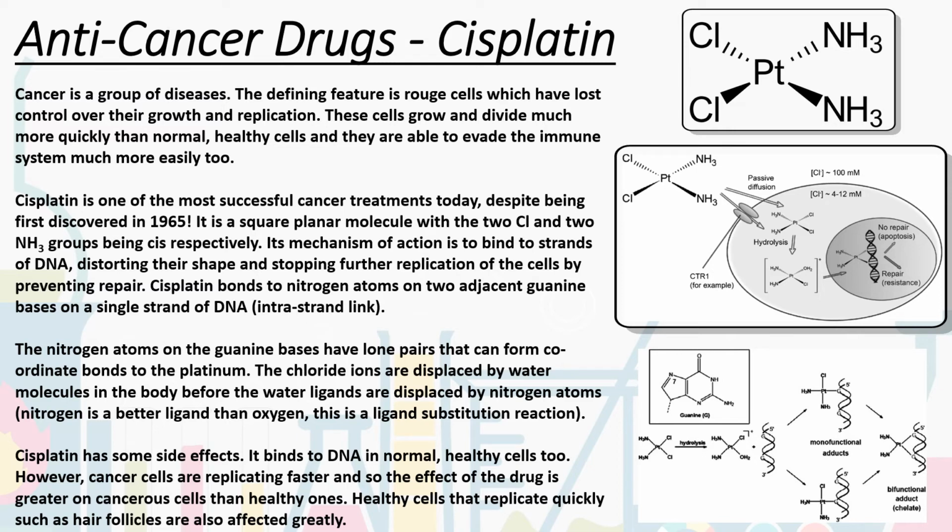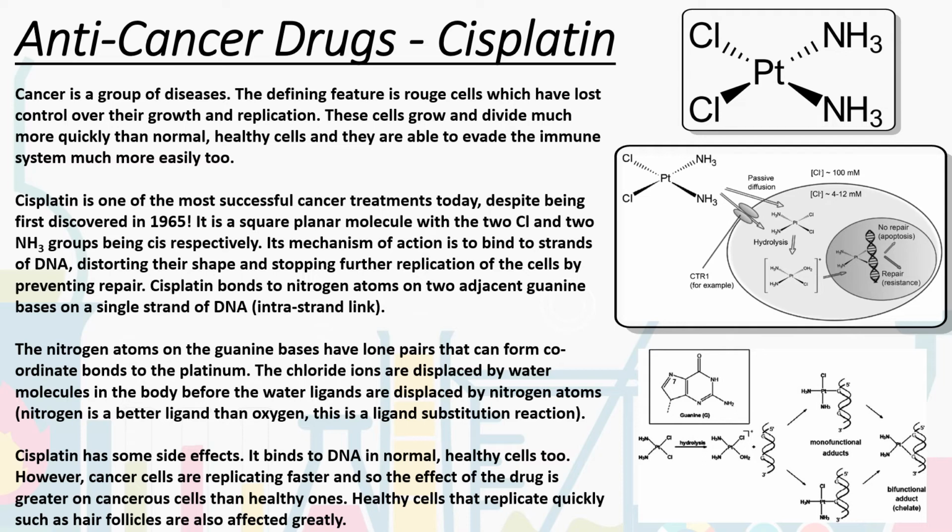Now, cisplatin is one of the most successful cancer treatments, despite having been discovered many, many years ago. Cisplatin, as the name suggests, is a square planar molecule based on platinum, where we have 2 chlorine groups and 2 NH3 groups. Both pairs are cis, cis meaning that they are at 90 degrees to each other.